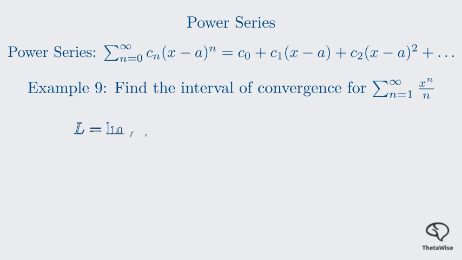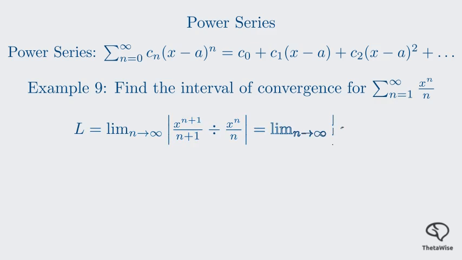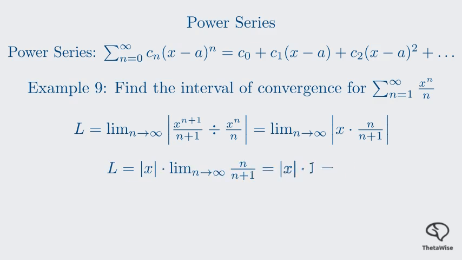The limit as n approaches infinity of the absolute value of x to the n plus 1 over n plus 1 divided by x to the n over n simplifies to the limit of the absolute value of x times n over n plus 1. As n approaches infinity, n over n plus 1 approaches 1. So the limit L is the absolute value of x. For the series to converge, we need L to be less than 1, so we need the absolute value of x to be less than 1. This means negative 1 is less than x, which is less than 1. This is our preliminary interval of convergence.